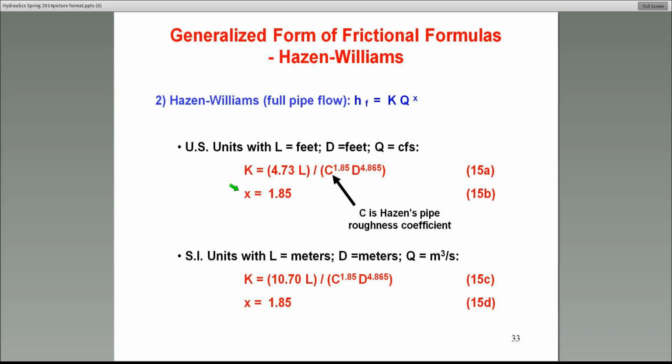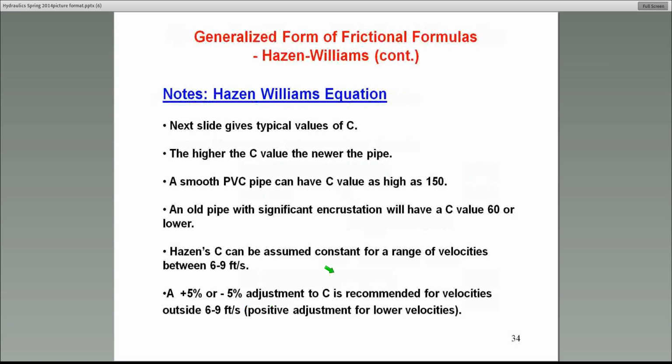In SI units, it's the same equation except it's 10.7 L. L is in meters, not in kilometers. C is, of course, the same roughness coefficient as before, and D is the pipe diameter. Now let me show you a table. First, before I show you a table for C, some notes on the Hazen-Williams coefficient C.